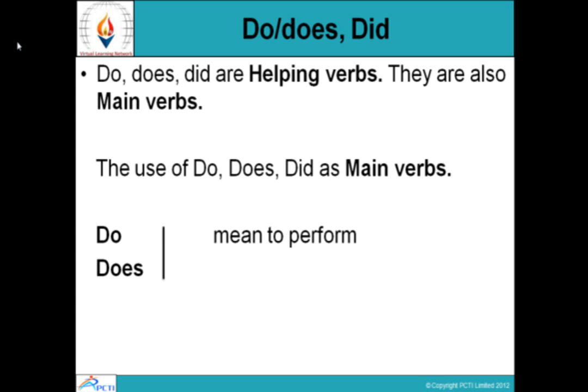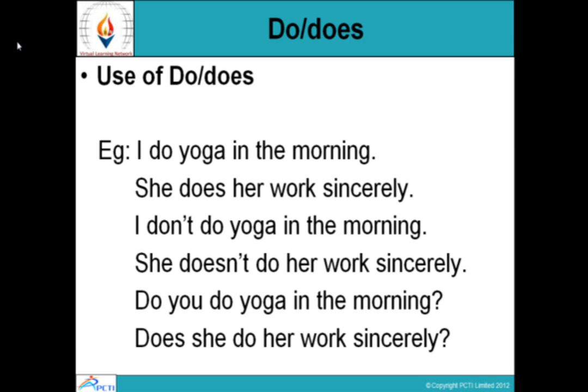So here, remember, do and does are used to indicate the performance by someone. Let's see some examples. I do yoga in the morning. She does her work sincerely.